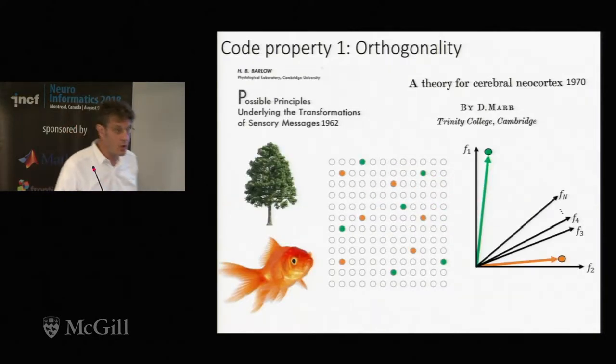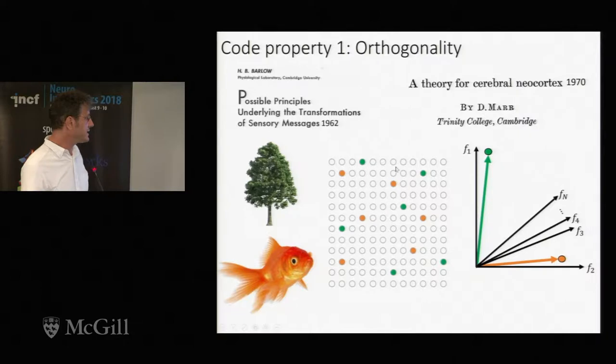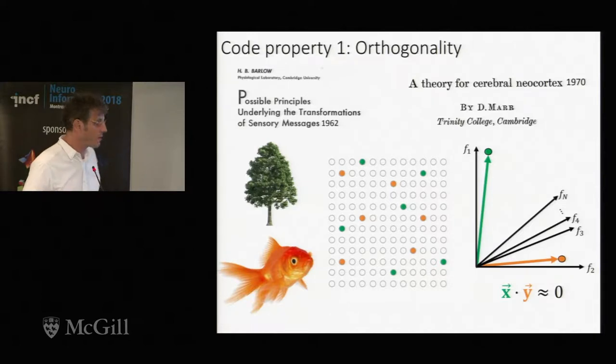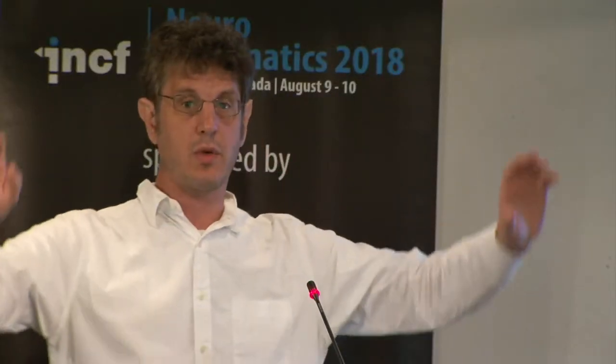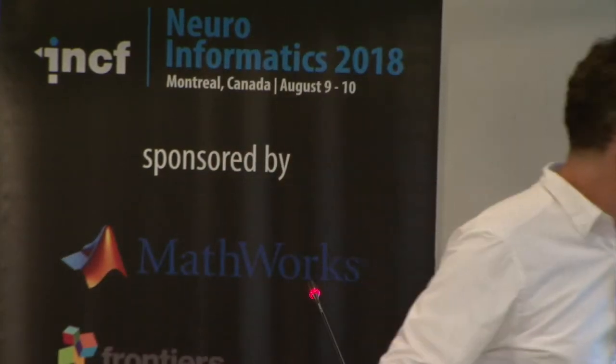And the reason it's called orthogonality is because you can think of these firing patterns of N neurons as defining a vector in an N-dimensional vector space. Orthogonality means that the dot product of those vectors is close to zero. So mathematically, that's orthogonal. On the other hand, that can't be the whole story, because if every single pattern was orthogonal to every other single pattern, then even the slightest change in the input would lead to a completely different representation. You'd have no generalization.